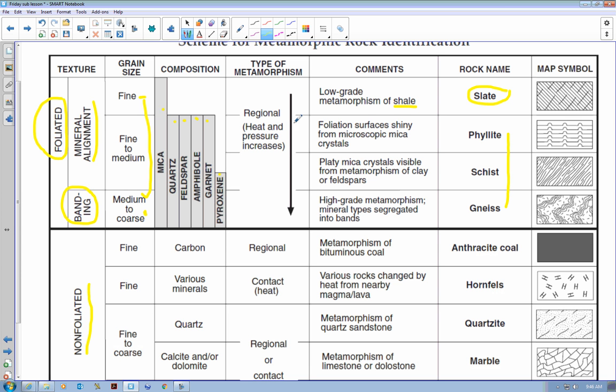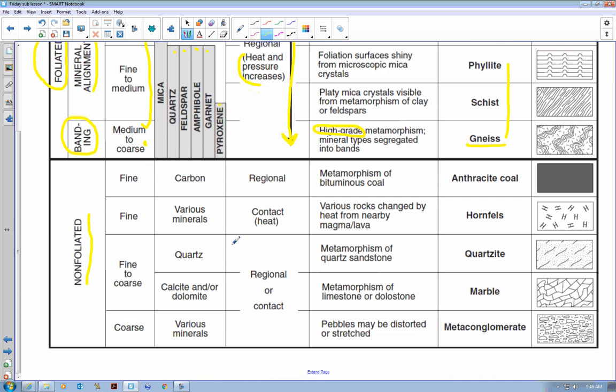And again, you see this arrow descending down here. It says heat and pressure increases. So the deeper we go in the Earth's crust, the greater the amount of heat and pressure, the greater the amount of change that occurs. Ultimately, the highest grade metamorphic rock you can get is going to be gneiss.